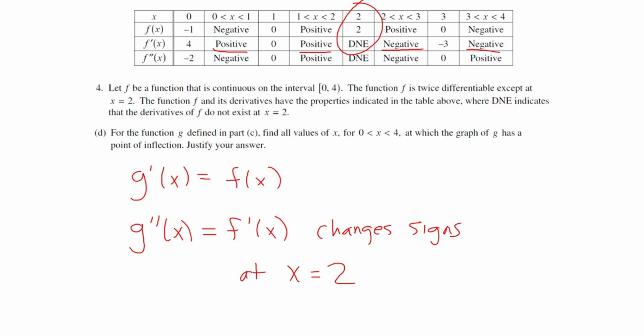And so they gave you 2 points for that. 1 for the value x equals 2, and 1 for noting that that's where g double prime, which is f prime, changes signs. And that's the end of this function FRQ. It was question number 4 from the 2005 AP Calculus AB exam.